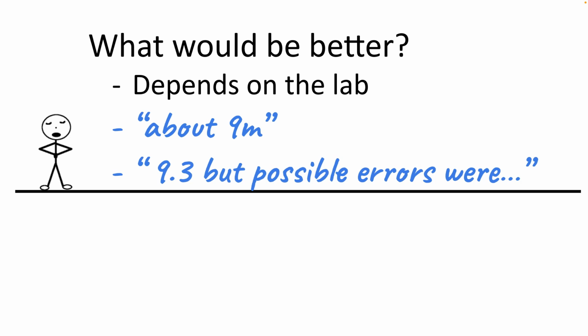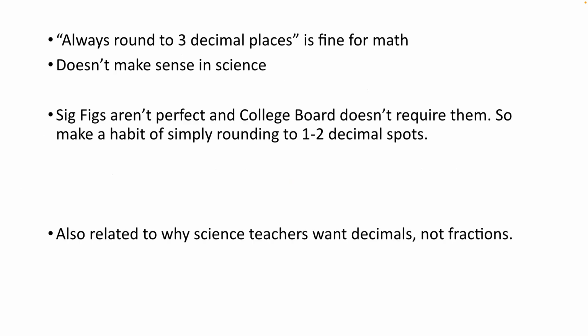Maybe you estimate how many decimals make sense to you, or especially for labs, you include possible sources of error that limit your precision. And let's be clear, it's perfectly fine having a result that's not very precise or accurate as long as you're being honest about it. Science is in part about sharing what we learn, and we need to be truthful about our confidence. So, always round to 3 decimal places, maybe it's fine for math, but it doesn't make sense in science.